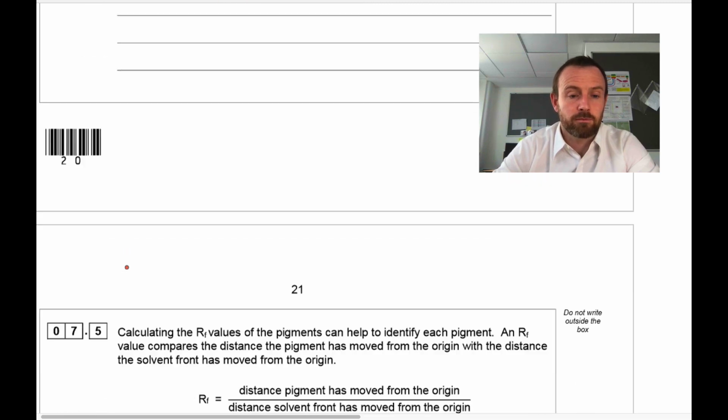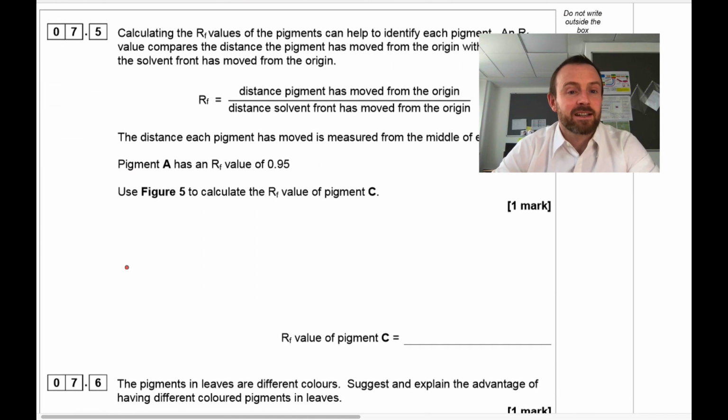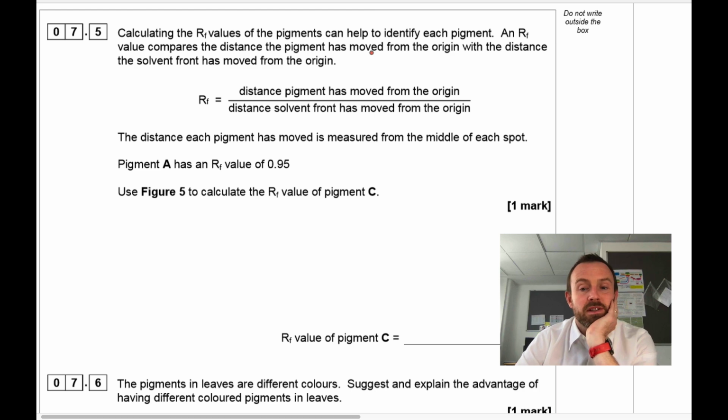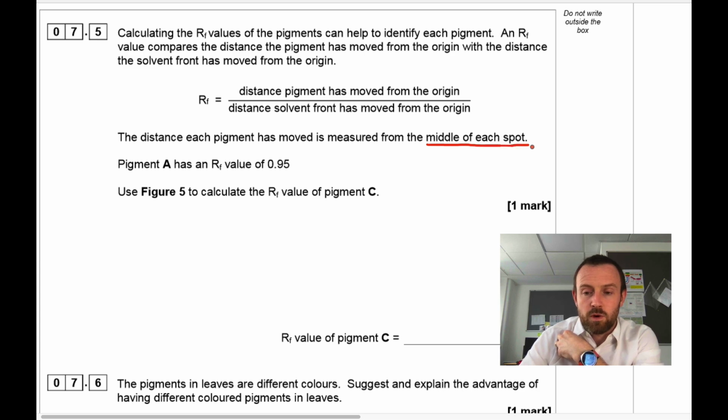7.5. Calculating the RF values of the pigments can help to identify each pigment. An RF value compares the distance the pigment has moved to the distance of the solvent front. The distance each pigment has moved is measured from the middle of each spot. Something worth remembering, they don't always tell you that. Pigment A has an RF value of 0.95.